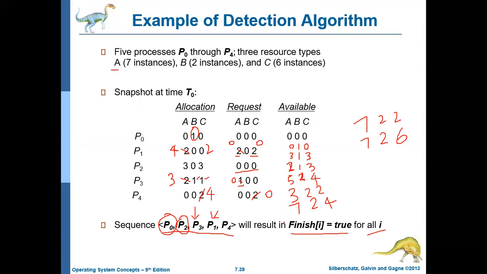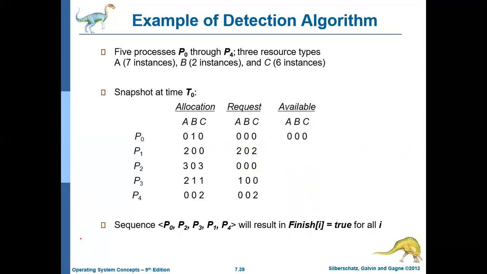So Finish[i] is true. This is a safe sequence. Finally you can check this: there are 7, 2, 6. It means 7 instances of A, 2 instances of B, and 6 instances of C. So that is the original count available with the operating system, right? This is how the detection algorithm works.